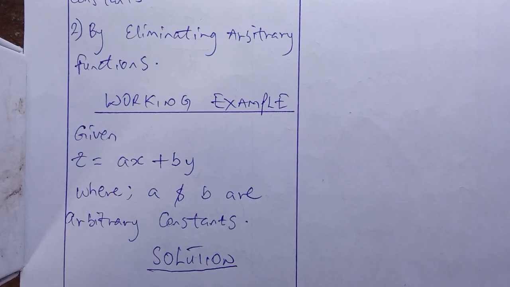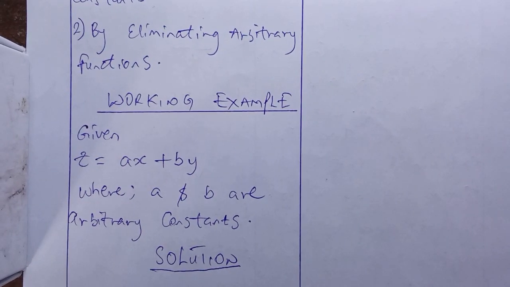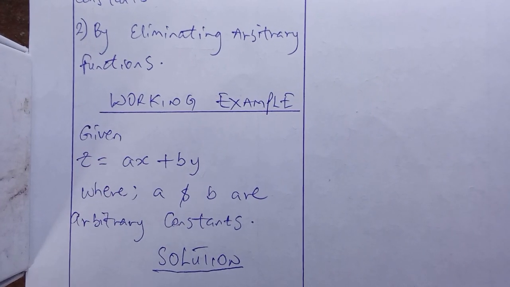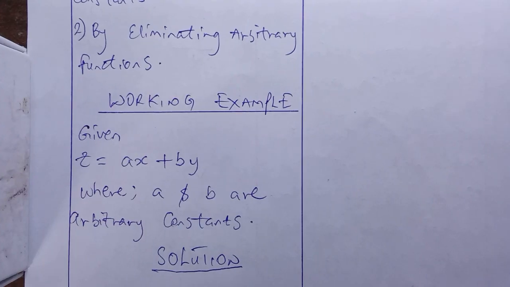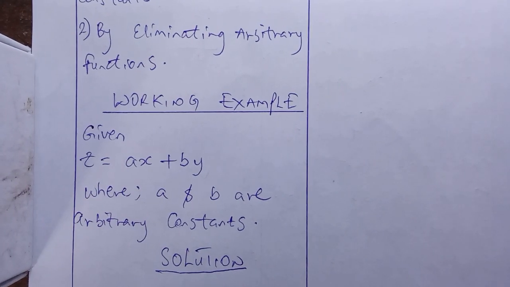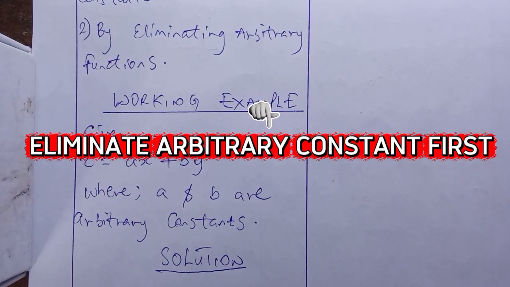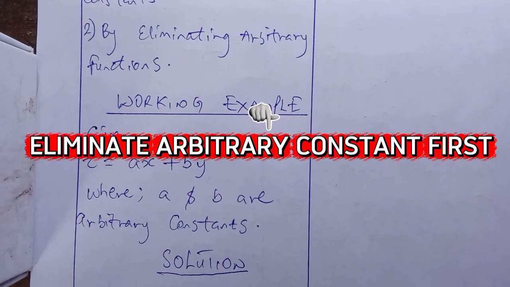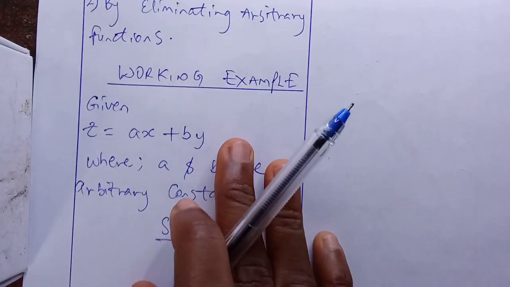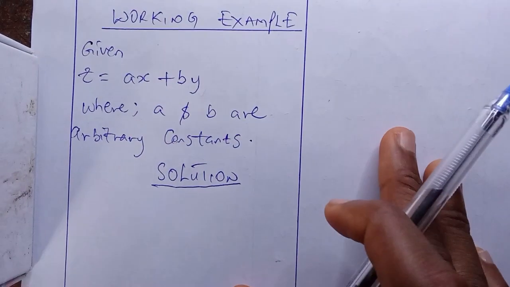Okay, so we have an example here which says: given z equals ax plus by, where a and b are arbitrary constants, form the partial differential equation. The first step is to eliminate these arbitrary constants, because the aim of forming a partial differential equation or an ordinary differential equation is to eliminate the arbitrary constants. So let's try to eliminate a and b. In order to do that, we need to differentiate partially with respect to x and also partially with respect to y. So let's do that.